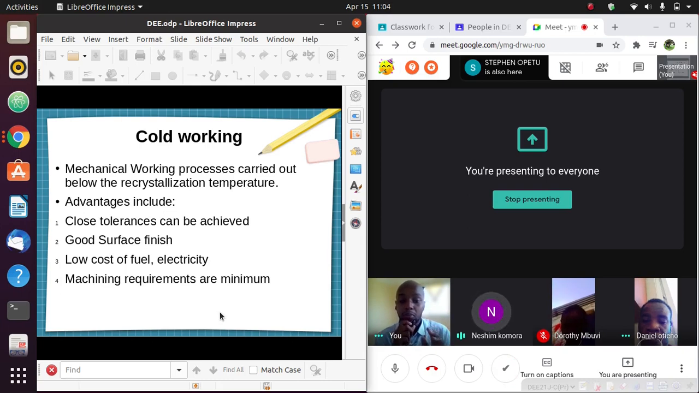Since I'm not going to be heating that metal, then my cost of electricity kwa ile workshop ama ile plant or the fuel will be less. So my cost will be lower as compared to someone who has to heat a piece of metal ama a piece of material. Machining requirements, kama na kunja chuma, all I will have to do is bend that metal. I won't have to cut the piece of metal, I won't have to polish it, I won't have to machine it. So my machining requirements are minimum.